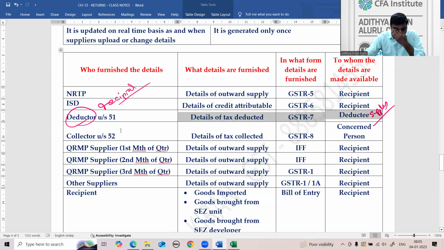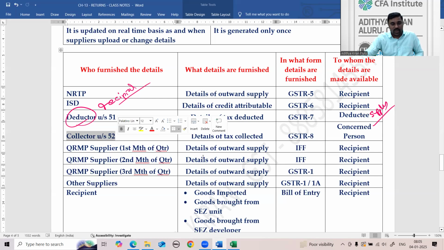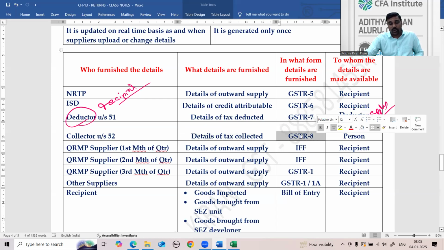Next, collector. Tax collector, that is the electronic commerce operator who is collecting the tax under section 52. So what details is he furnishing? Details of tax collected. In which form? GSTR 8. To whom are those details available? To the concerned person. That will be discussed in the electronic commerce operator chapter. We have a separate chapter, and there we will discuss who this concerned person is.